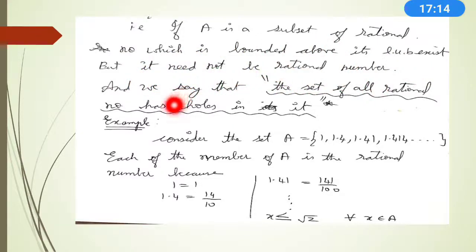So the set of all rational numbers has holes in it. We will see an example for this statement: the set of all rational numbers has holes in it. So now consider the set A = {1, 1.4, 1.41, 1.414, ...}. Each of the numbers of A is a rational number. Yes, because I can write it as 14 by 10.